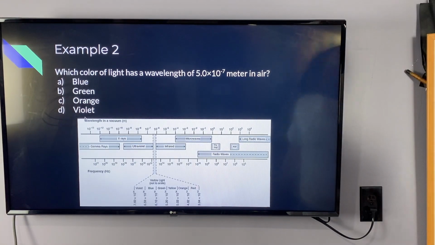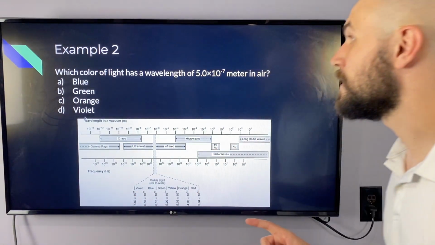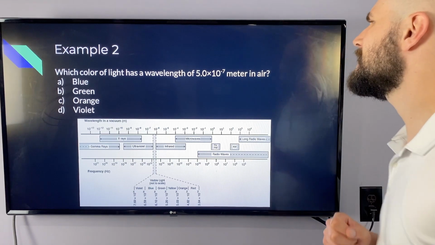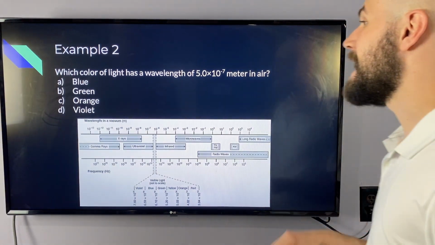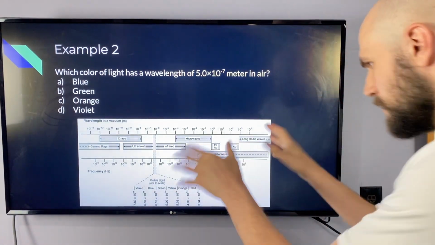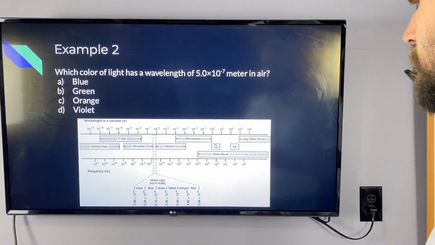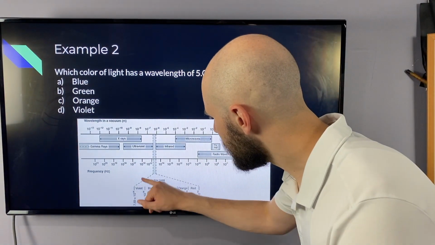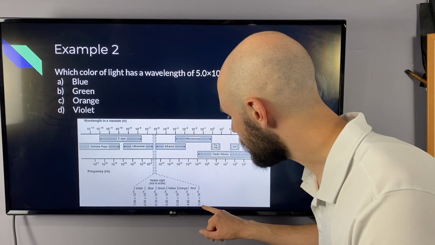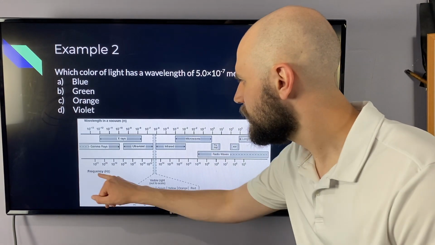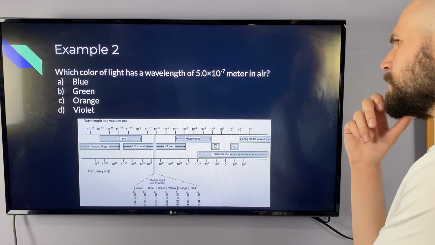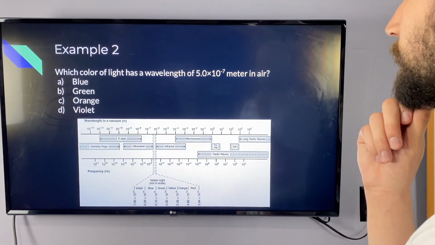All right, this question's a little trickier. There's a few steps here, so make sure you follow along. Which color of light has a wavelength of 5.0 times 10 to the negative 7th meter in air? So we have blue, green, orange, or violet. Okay, so we're looking at the electromagnetic spectrum. Now, if you look closely, the visible light here is only given in terms of frequency, not wavelength, right? Because all of these numbers down here correspond to the frequency of the visible light, not the wavelength. Okay, so how can we figure this out based solely on this diagram?